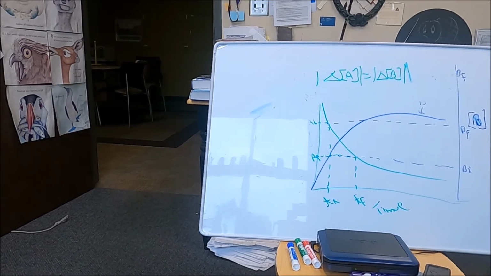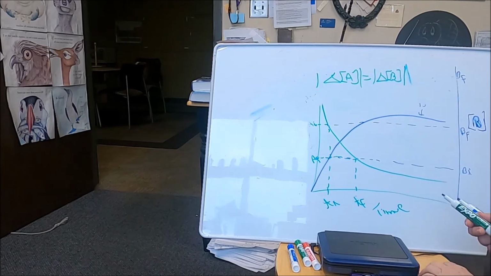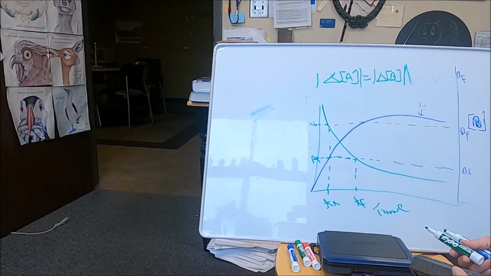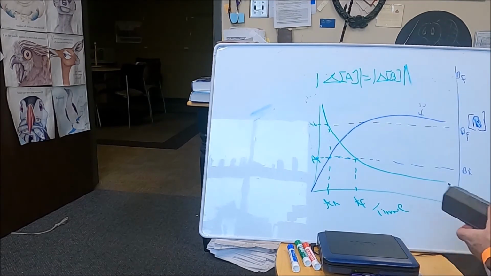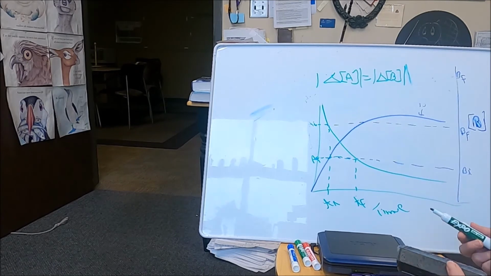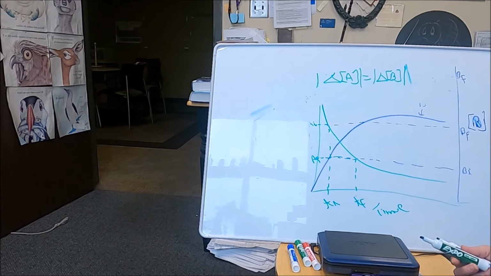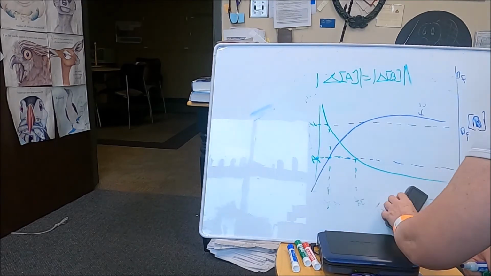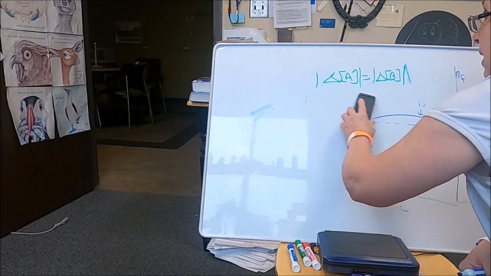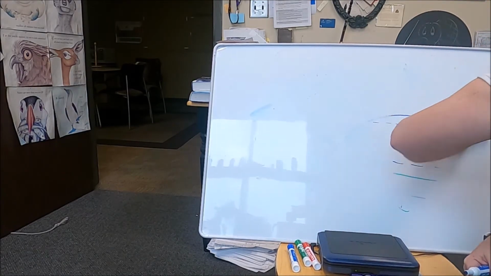Now, if I want to talk about the rate of the reaction, I could talk about the rate of the reaction in terms of the change in concentration of A or the change in concentration of B. And as we do this, we want to think about how we like to do math. We all know we like positive numbers better than we like negative numbers.